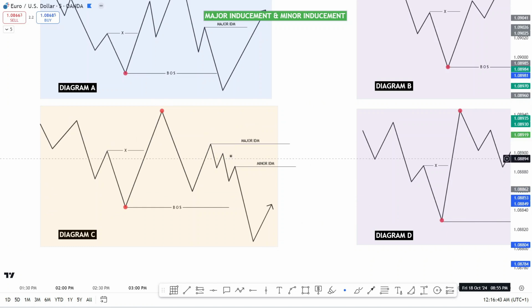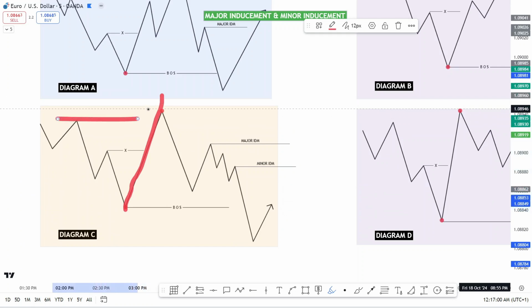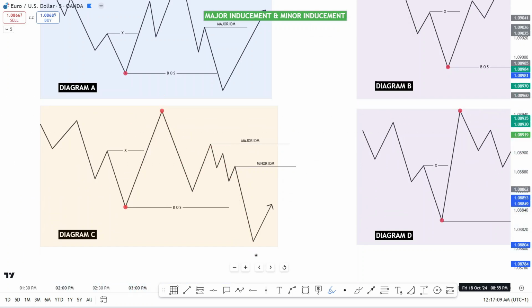Okay. Now, why is this a major inducement? Let me show you why it is actually a major inducement. Now, when price pushed up, took out this high, price came down, pushed up, came down. Now, this is it. You've gotten it wrong now. All right, I'm just trying to pull your legs. This is not a major inducement. Are you with me? Let me show you why. This is the reason.